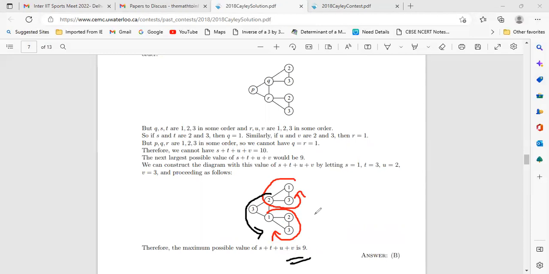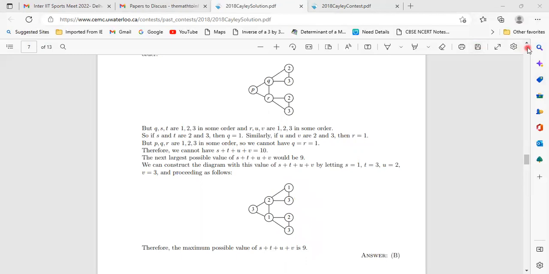So if you check this S, T, U, V: 1 plus 3 plus 2 plus 3. It's 5 plus 4, which is 9. Okay. So they're saying that 9 is the appropriate option.